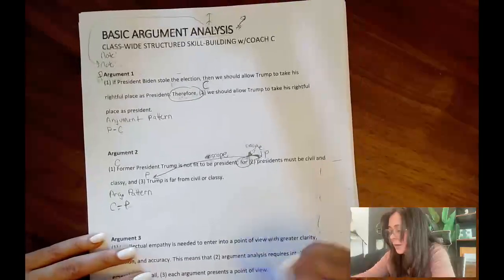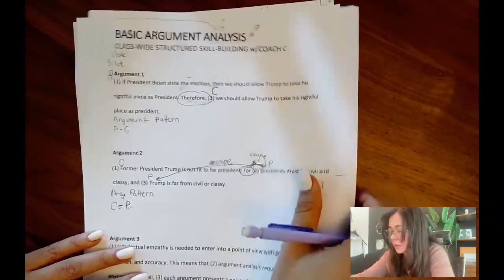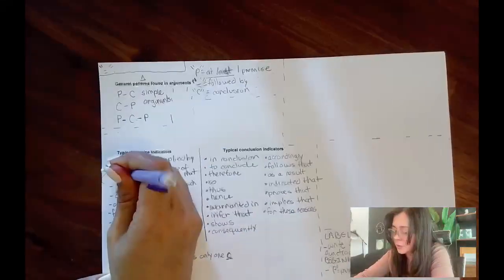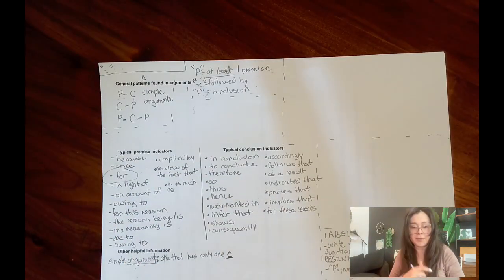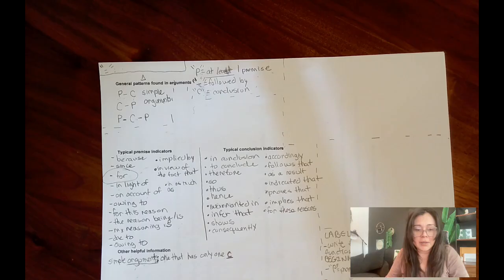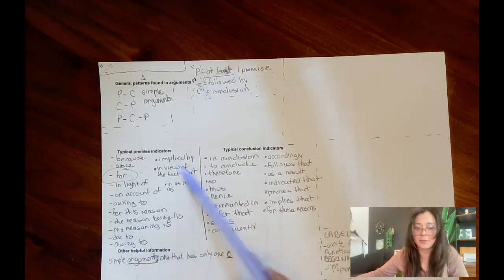Okay, now I need to do a quick lecture on for. So go back to these notes. Notice that I have the word for. For does not, like many of these words, always function as a premise indicator. If I said, what are you doing that for? Of course, that's a question, but I'm not using for to give you a premise. If I said, well, I think that's all I want to say. So just remember, you have to keep the context in mind with these words.